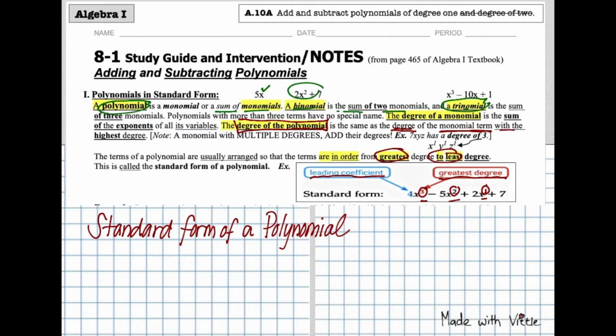Now let's try an example. Is this polynomial written in standard form? No. So we have to write it in standard form. And it's easy. Remember, they are arranged from greatest to least. And you're looking at the exponent, the degree. It should be from greatest to least.